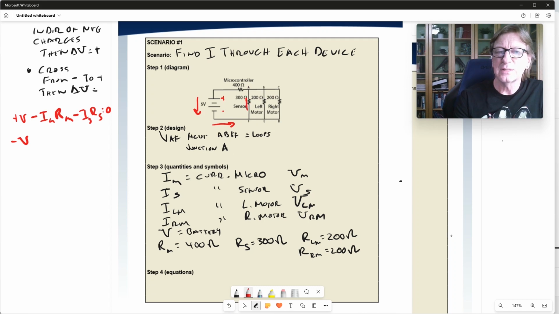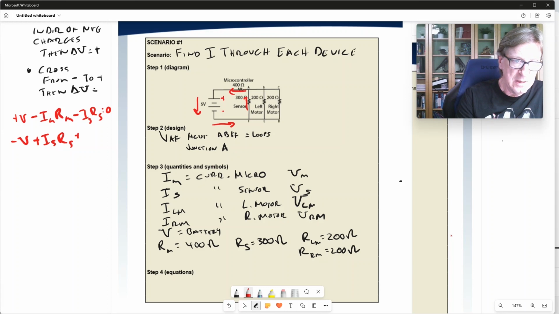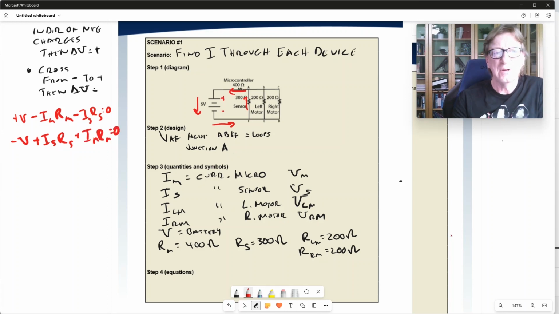Now as I go across the sensor here, the electrons are moving this way. I'm moving in the same direction as the electrons. So that means I'm going to get a positive I sensor times R sensor. Now I'm going to go through the microcontroller. And again, I'm moving in the same direction as the electrons. So that's going to be a positive I microcontroller times the resistance of my controller, and that's equal to zero. And you see that if I multiply through by -1, I get exactly the same thing. So either form of this is going to give you exactly the same answer.